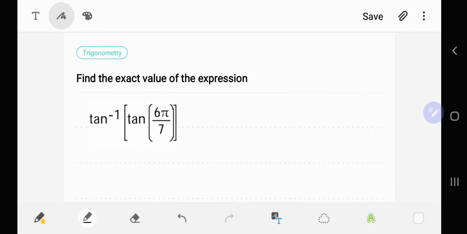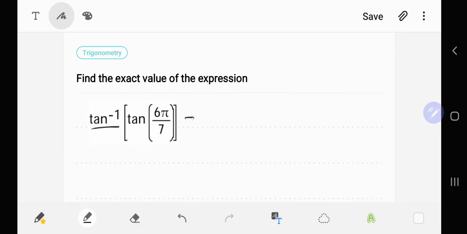Alright, so in this example we're going to look at how to find the composition of trig functions, and we're going to give the exact value of the expression. And so what we need to notice is that we have the inverse tangent of the tangent of 6 pi over 7.